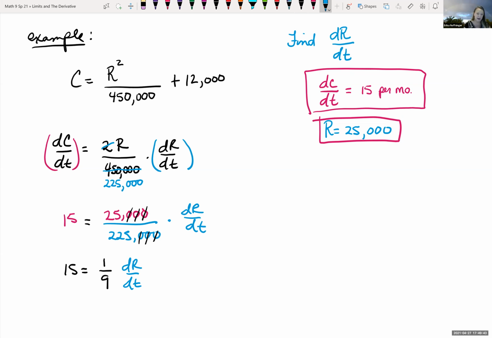Multiply both sides by 9, and we get dR/dt, the rate of change of our revenue with respect to time, is 9 times 15. So the revenue is changing per month by 9 times 15. So let me just multiply that out. $135 per month.